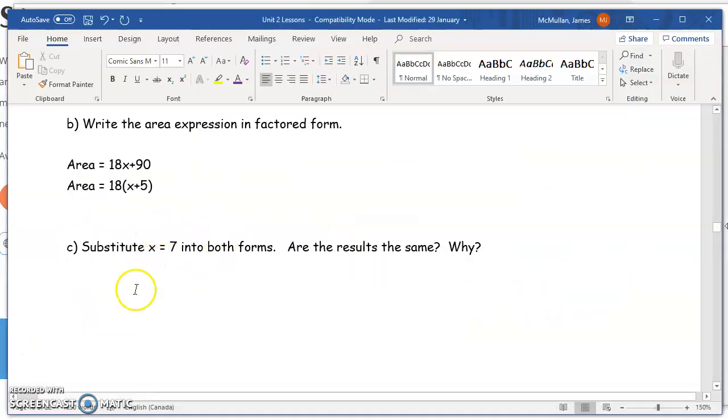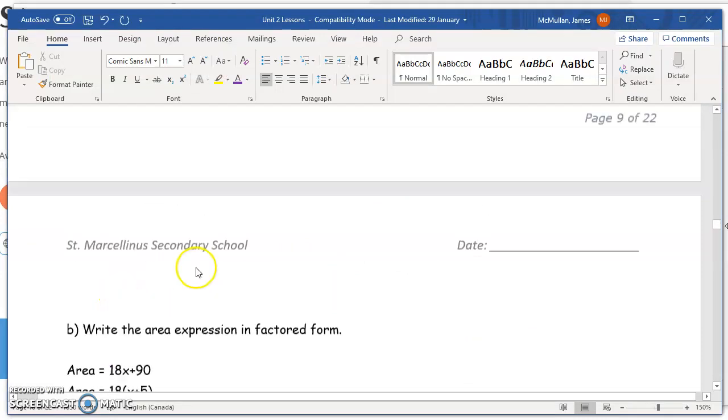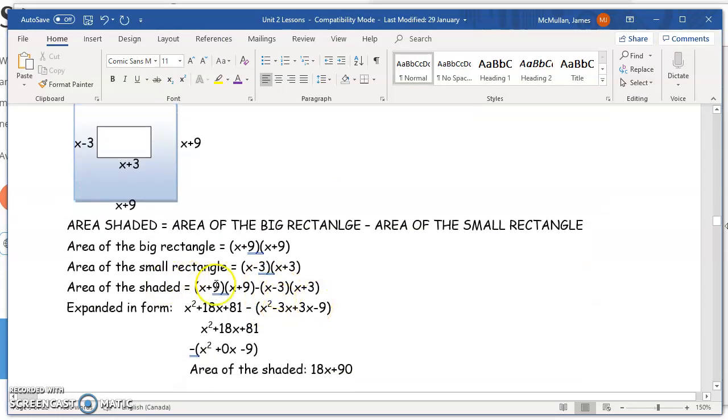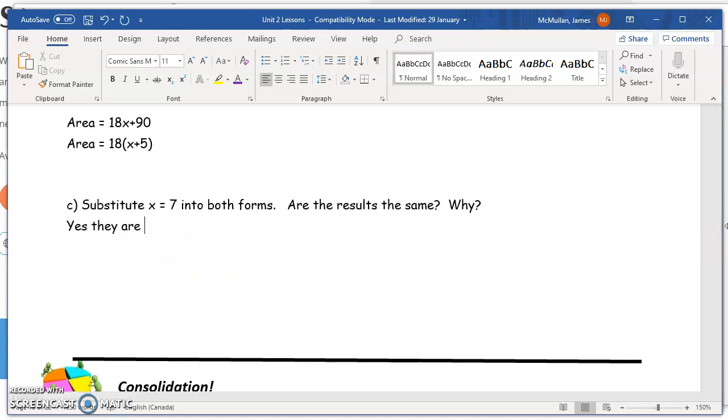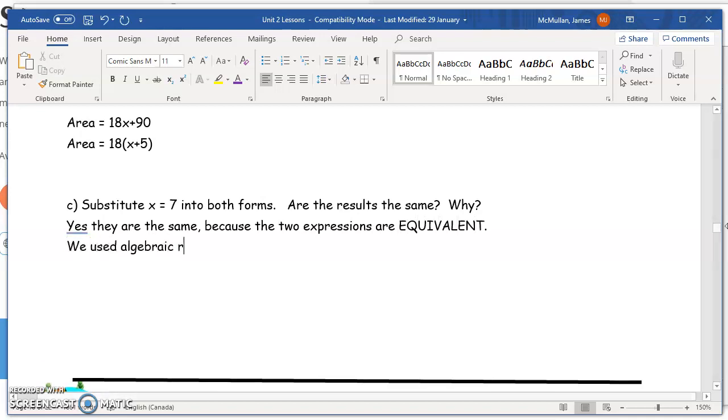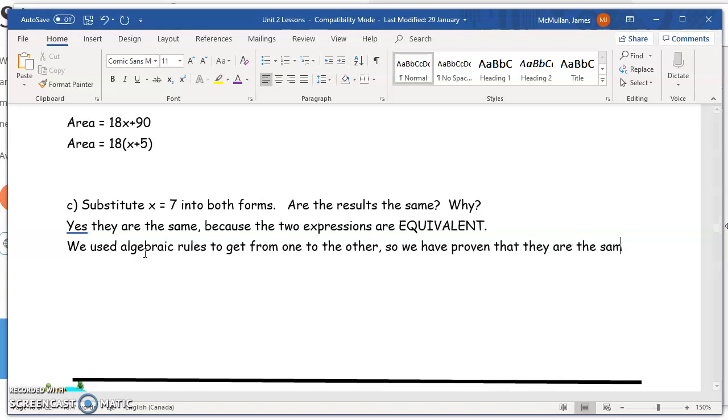So what we've managed to do in this question is make the area of this thing that was fairly complicated, like 4 different terms multiplying and subtracting, into something really simple. Take a number, add 5, then multiply your result by 18. Okay? Are the results the same? Yes, they are the same because the two expressions are equivalent. We used algebraic rules to get from one to the other. So we have proven that they are the same.